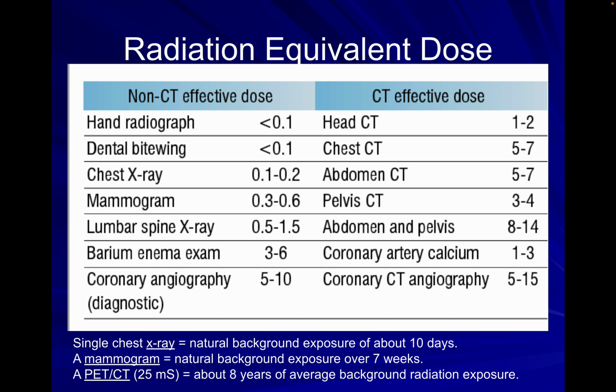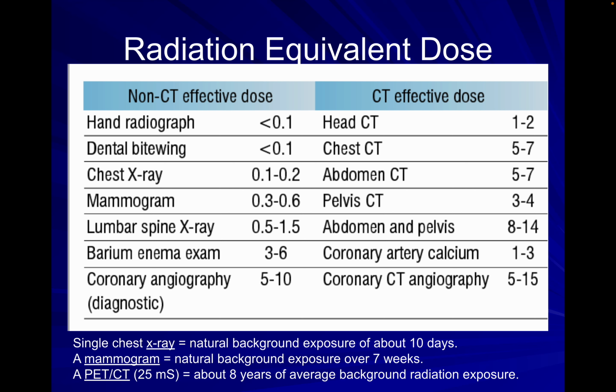A single chest X-ray is about the same amount as 10 days of that background exposure to radiation. A mammogram is equivalent to probably about 7 weeks of natural background exposure. And then you can see on the left side, a dental X-ray is like 0.1 or 0.2 millisieverts. It's a very, very small amount of radiation comparatively to a lumbar spine X-ray, which is a bit more, a barium enema, which is quite a bit more.